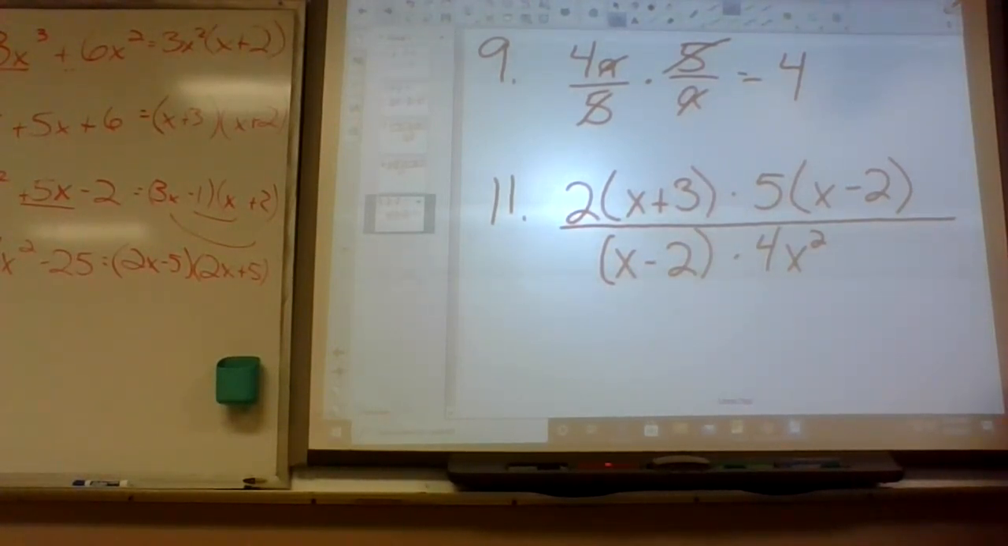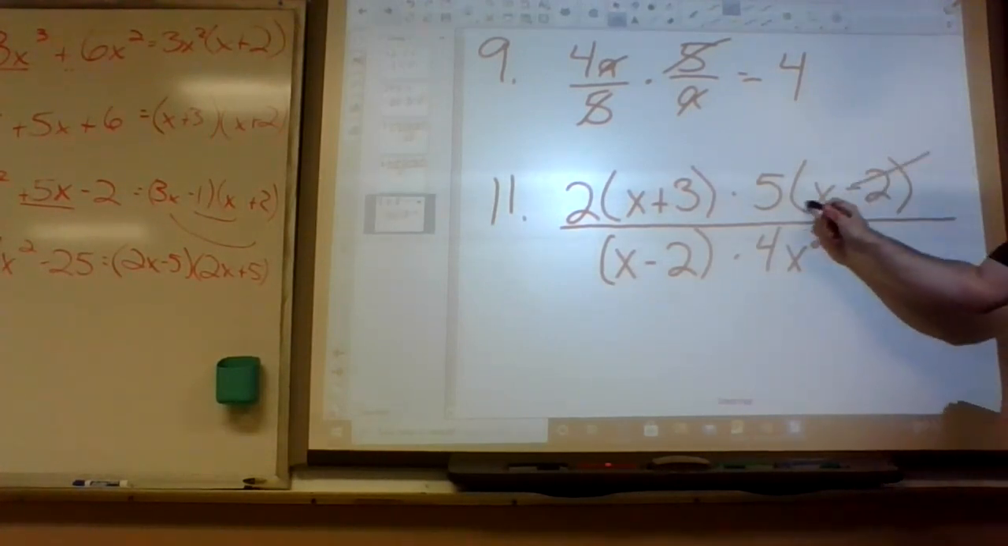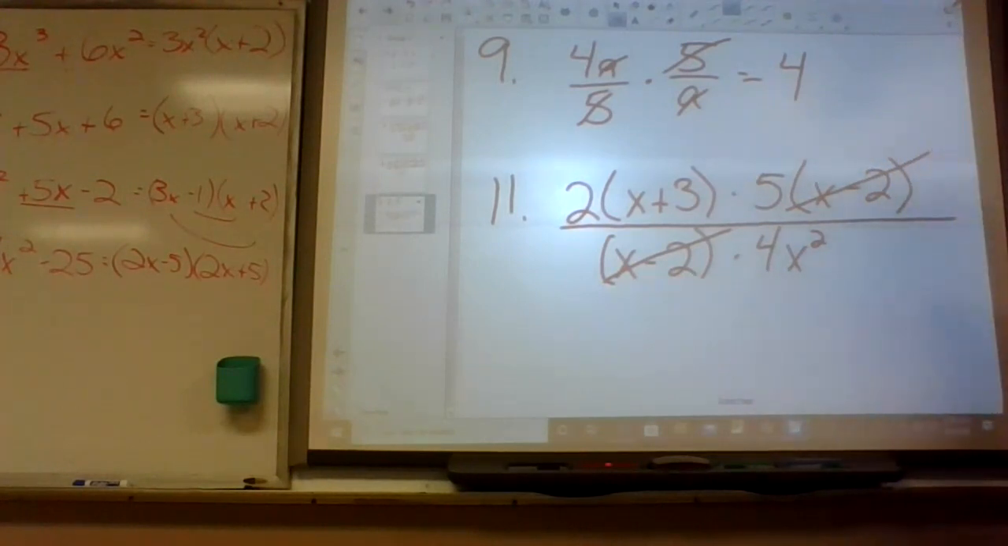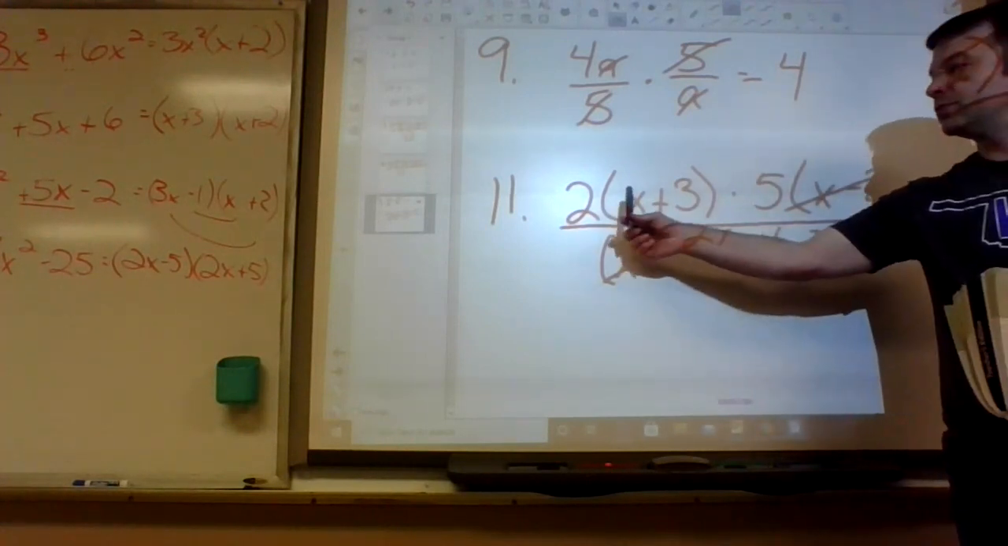What reduces? Times x minus 2, the x minus 2's. What else? Is that it? The 2 and 4.